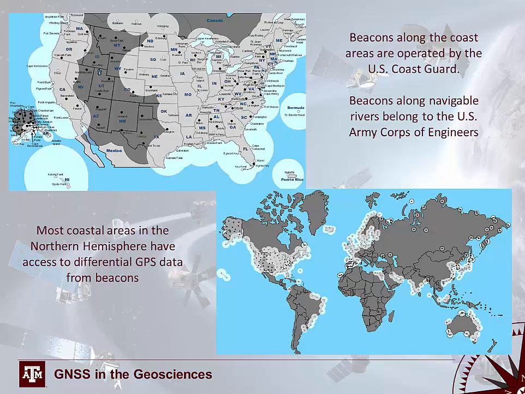So those beacons are continuously operating, and they're located along the coast. Beacons along the coast are operated by the Coast Guard, and beacons along navigable rivers belong to and are operated by the U.S. Army Corps of Engineers. Most coastal areas in the northern hemisphere have access to differential GPS data from these beacons. You can see the map on the lower right here where you have a global distribution. However, these beacons are more concentrated in the northern hemisphere.